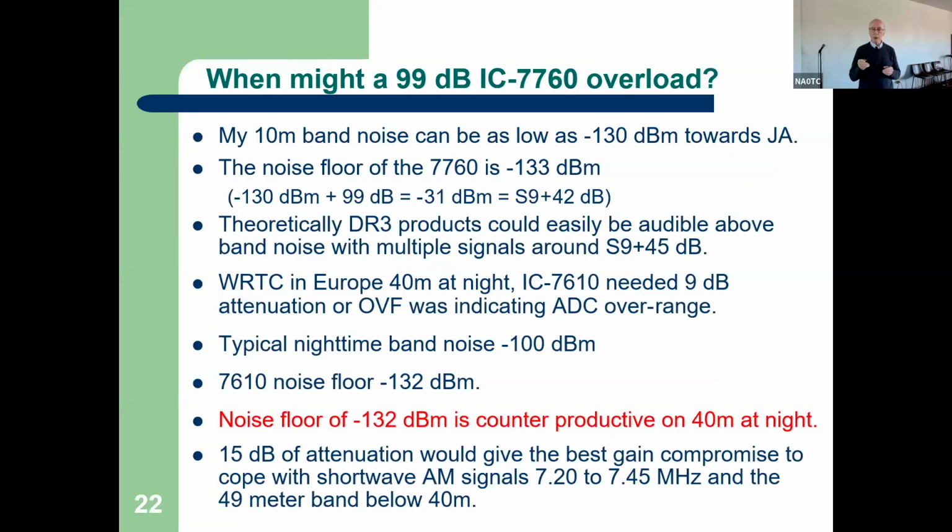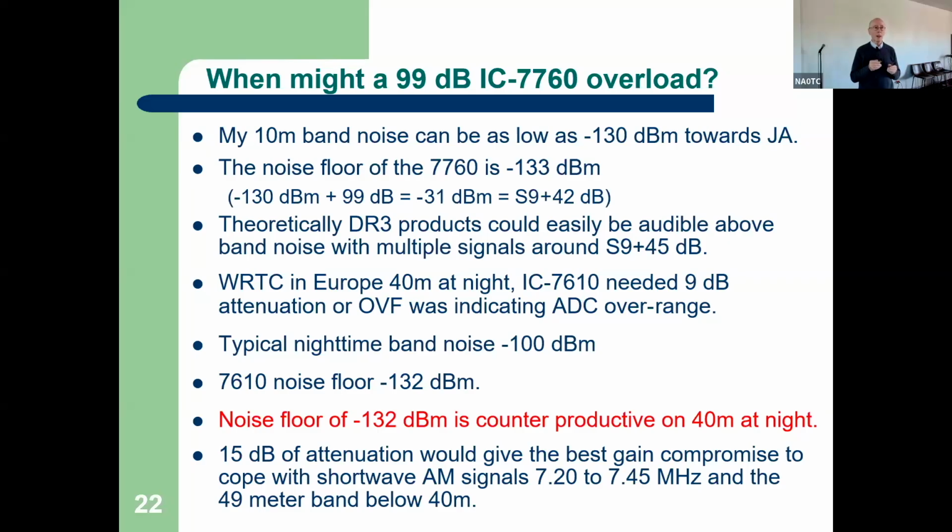This is a lot of numbers, so I'm going to synopsize this. This is saying when will a 100 dB radio or 99 dB radio potentially see a third order intermod limitation, which is the definition of dynamic range. Well, on 10 meters, in a quiet location like I was for CQ Worldwide, the noise floor of the radio and the band noise on 10 meters with the band wide open are about the same. Most of the time, band noise is way above receiver noise, but this time it was about the same.